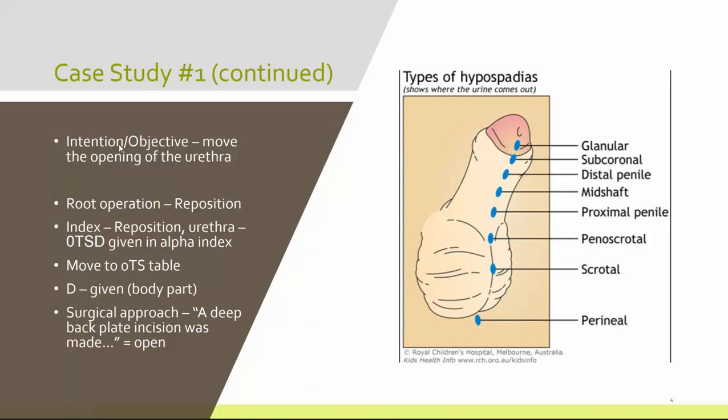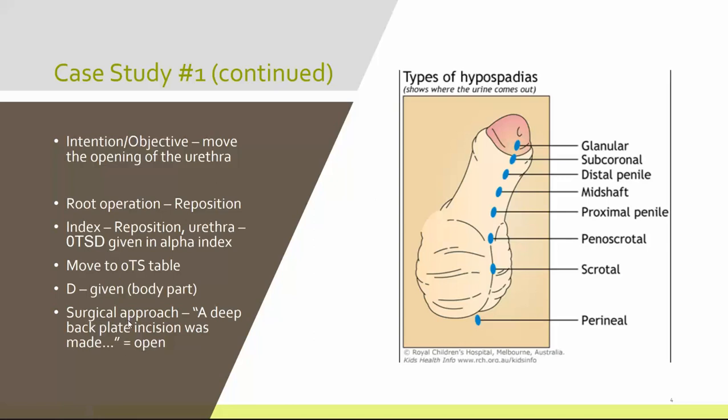So what are we doing? The surgeon is moving the opening of the urethra. That equates to the root operation of reposition. We're going to index reposition, then the anatomy, urethra. We're given 0TSD in the alpha. You move to the 0TS table, and you are given D as the body part value. I will change that because the font I used here made this look like a lowercase o. It should be a 0. We're given the body part value of D in the alpha.